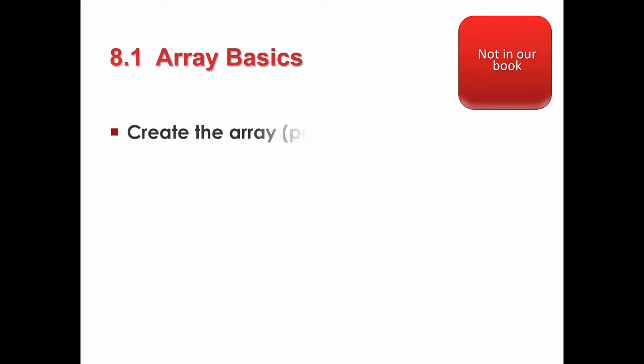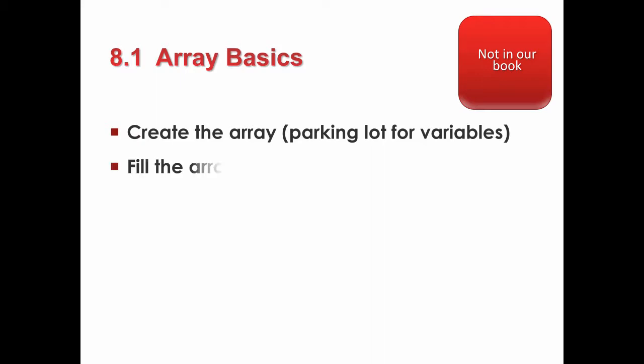All right, so here's some of our basics that we wanted to look at. When we work with arrays, it's normally going to follow a 4-step process. The first step is you're going to create the array. You're going to create the parking lot for all the variables in there. Then the next thing you're going to do is usually fill the array with a loop. So you're going to step right through 0, 1, 2, 3, 4.